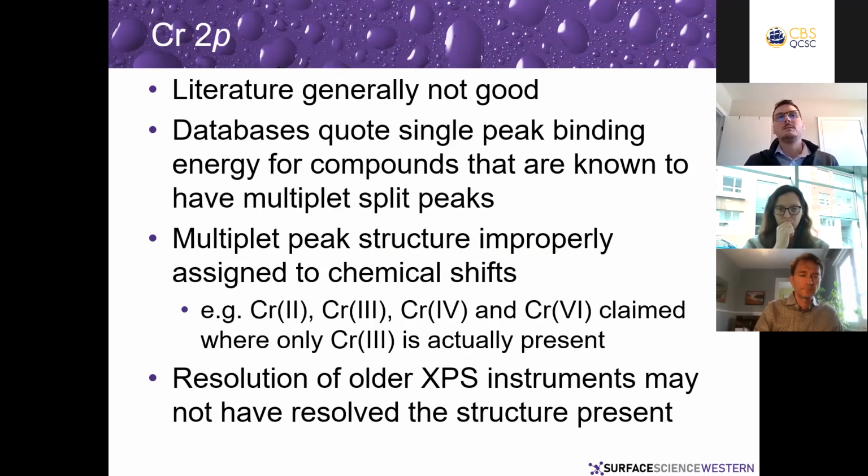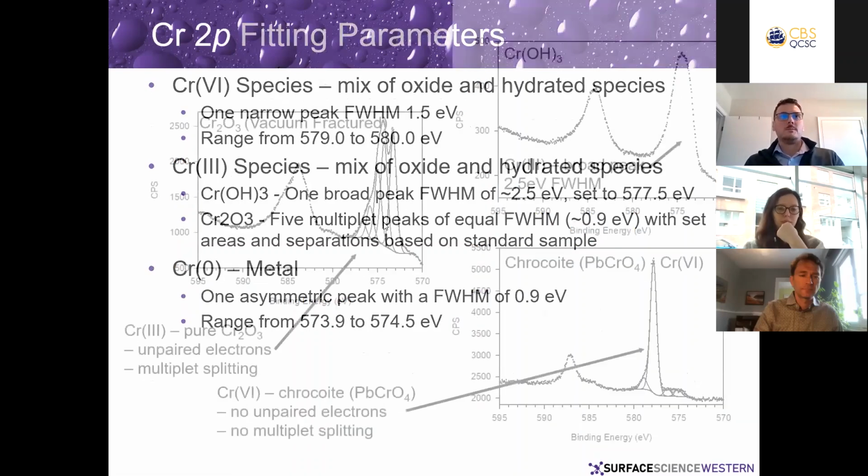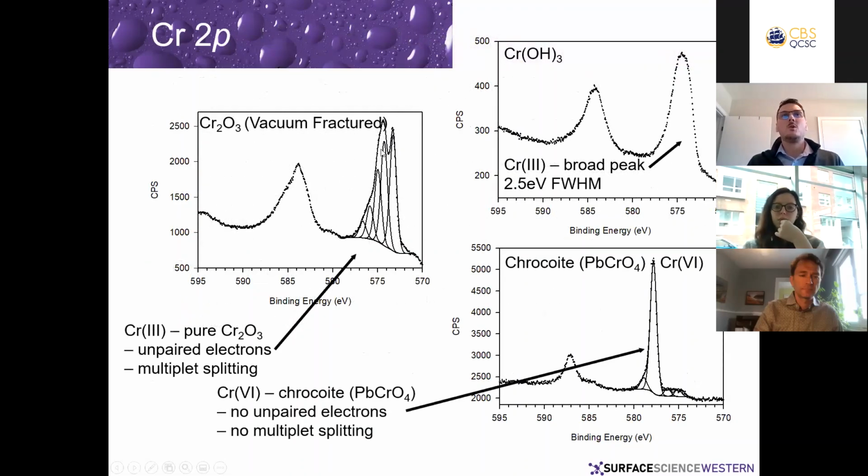What they were doing, they were taking that structure, and instead of realizing that it was just chromium 3, they were assigning those different multiplet split structures to different chemistries. So they were saying, okay, we had chromium 2, chromium 3, chromium 4, chromium 6 claim, when really only chromium 3 was actually present. And so what do I mean by that? So they were saying that that peak was chromium 2, that peak was chromium 3, chromium 4. I even saw some were saying it was chromium 5, which I'd never heard of, chromium 6 down here. When really all they had was chromium 3. And so they were misinterpreting the multiplet splitting of this.